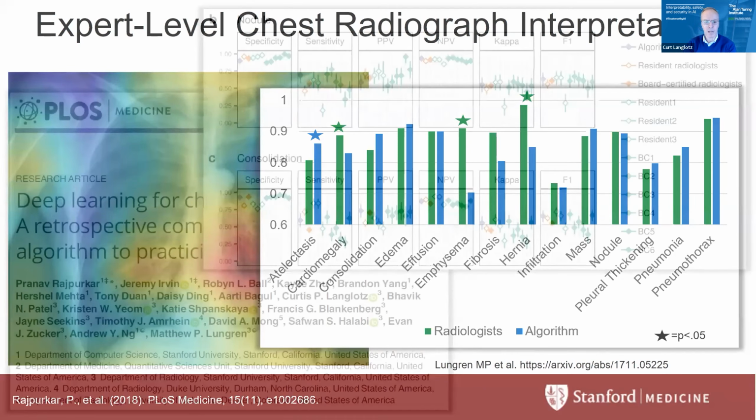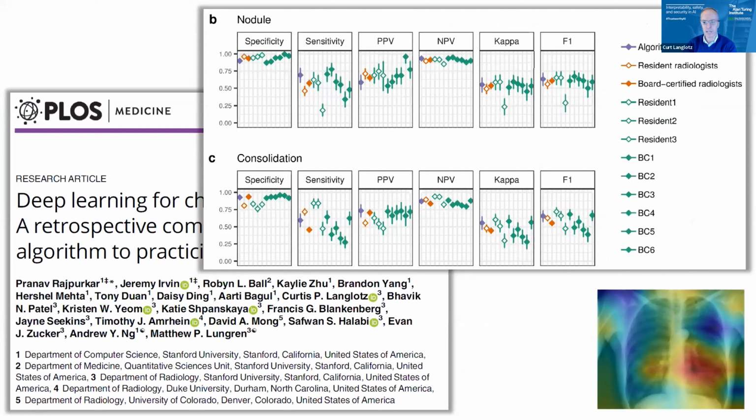Here's just some more data specifically on nodules and consolidation. And you can see the purple diamonds here are the algorithm. The open diamonds are the trainee radiologists. The closed diamonds are the board certified radiologists. And you can see, again, for all these measures of accuracy, we're getting expert level performance.